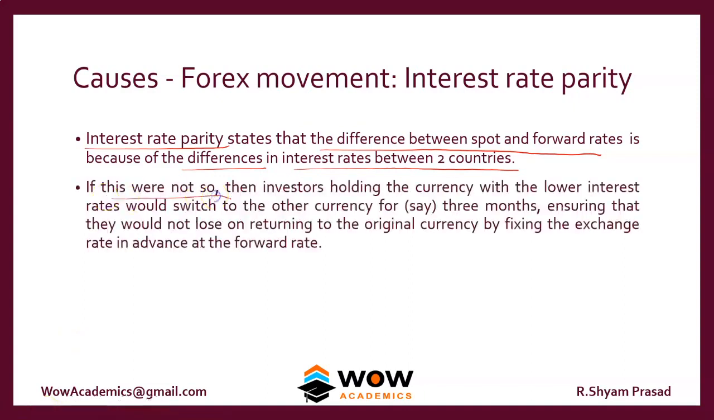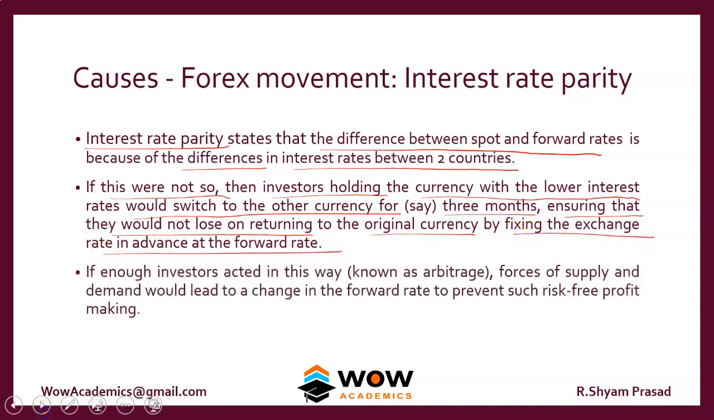If this were not so, then investors holding the currency with lower interest rates could switch to the other currency for, say, 3 months, ensuring that they would not lose on returning to the original currency by fixing the exchange rate in advance at the forward rate. If enough investors acted in this way, known as arbitrage, forces of supply and demand would lead to a change in forward rate to prevent such risk-free profit making.